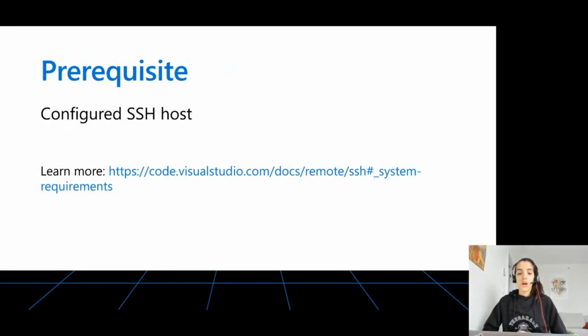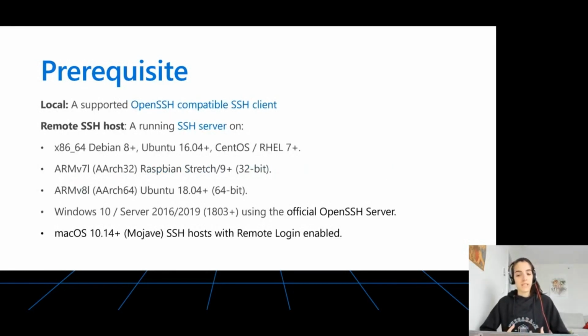So I will not go through the configuration process for enabling access through SSH to a machine. So for this video, you would have to have a VM that you can already connect to through SSH. If you want to know a little bit more about which OSs and which platforms are supported, you can refer to this link. But basically, these are the requirements. Awesome, so let's go for it.